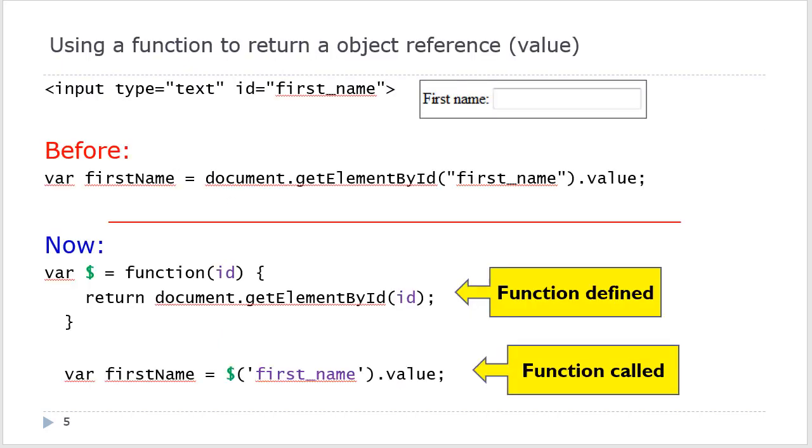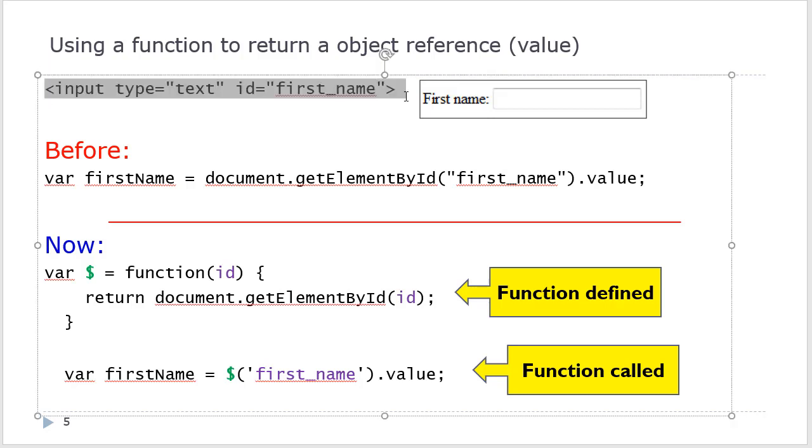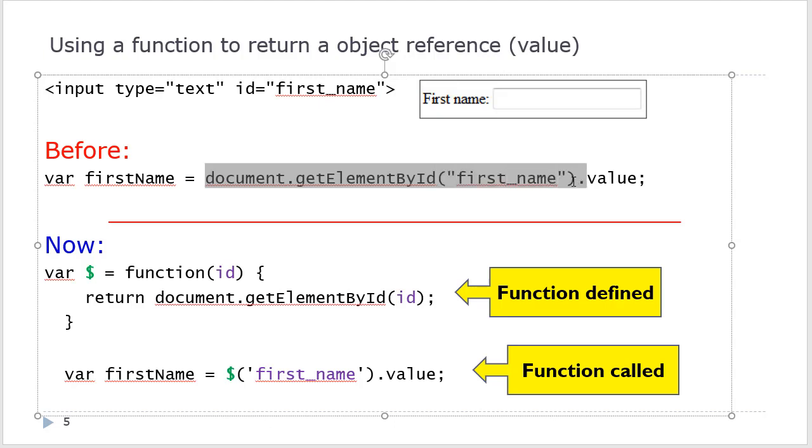We have already looked at this function being used in the current edition of the textbook to return an object reference. So here we have a text box with an ID of first name. In order to retrieve the value in that text box, we need to use document.getElementById and then the ID value, the value property. Although that's not that complicated to write and the editor will enter that for you, it's a lot of code to continually write in order to access that ID object reference.